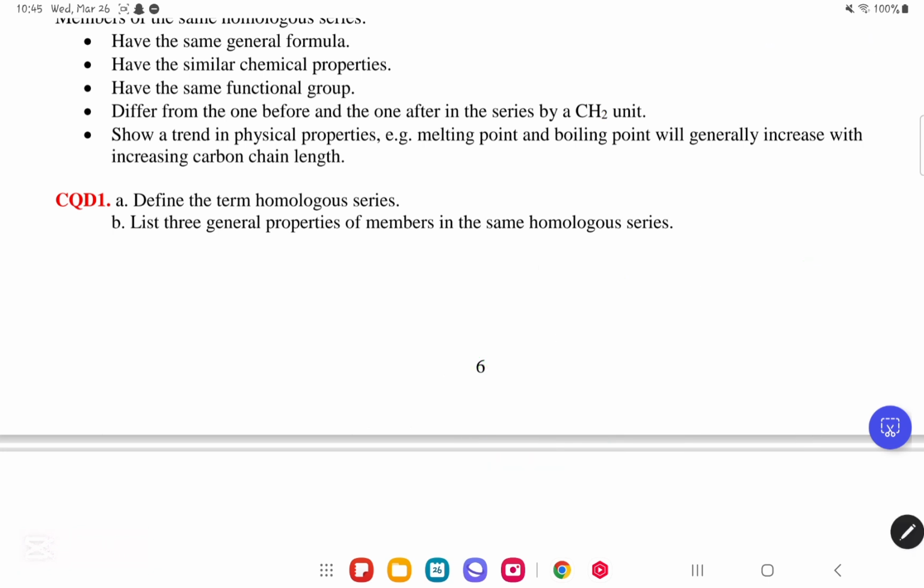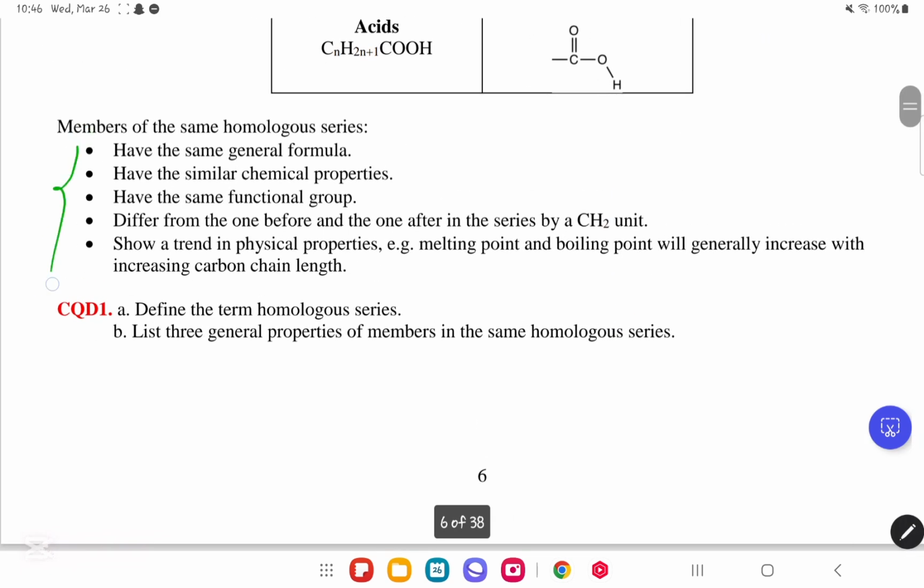Alright, so we finished part A, we move on to part B. List 3 general properties of members in the same homologous series. So of course, if they're from the same homologous series, from the same family, they will have similar properties. We have actually a lot of similar properties. You can see them up here. However, since they stated list 3 general properties, you can choose any of these 3 and you could put them.